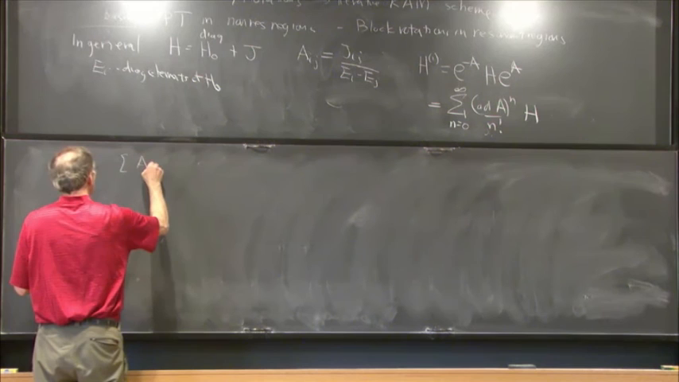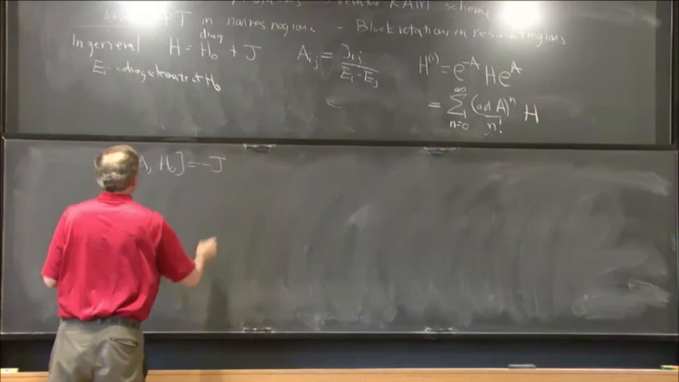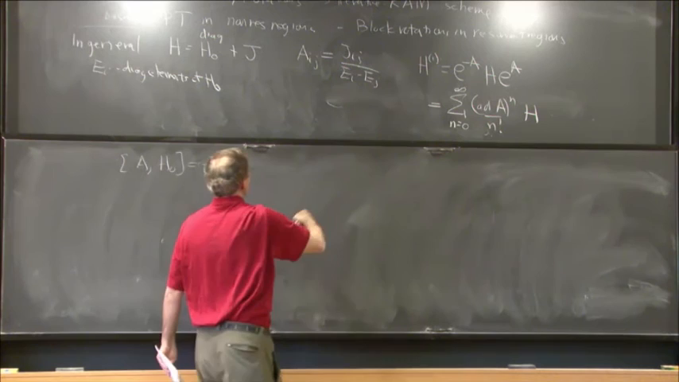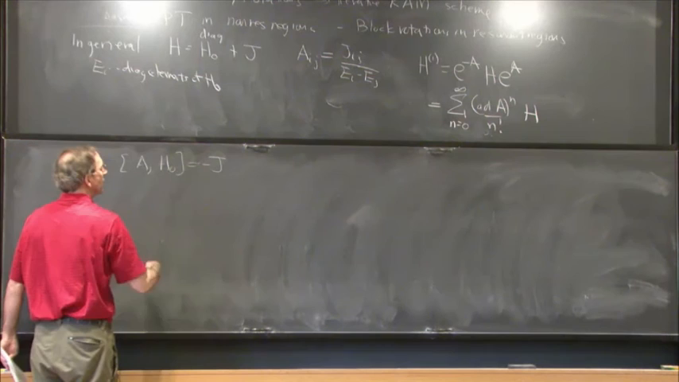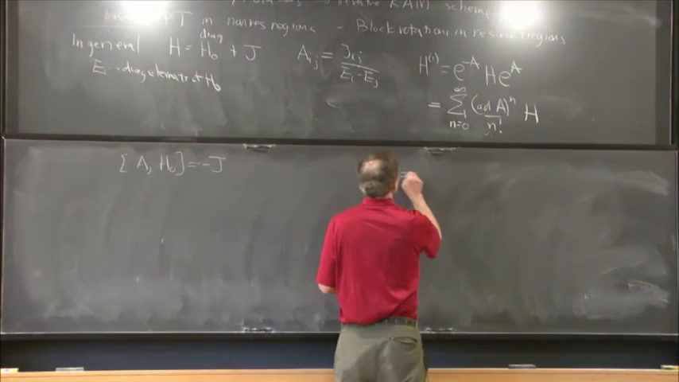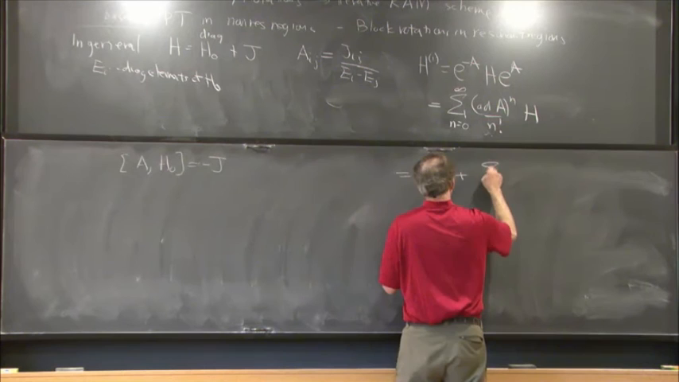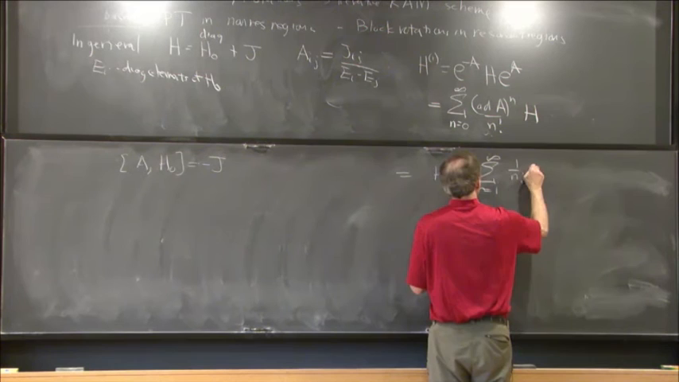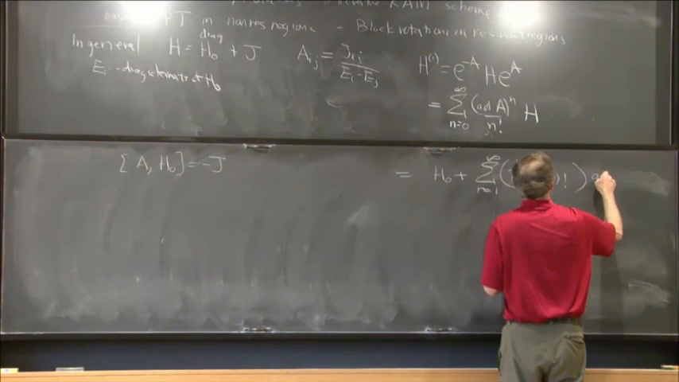Since you have the property that if you commute A with H0, you get minus J, that's pretty much how it was constructed. If you commute A with H0, for one term you're going to get the E_i on the right, and the other term you're going to get E_j on the left, and they'll cancel that denominator and produce a minus J. And as a result, you can get the following expression. You get H0 plus the sum, now n equals 1 to infinity, because the n equals 0 term just cancels, of 1 over n factorial minus 1 over (n plus 1) factorial, ad A to the n applied to J.